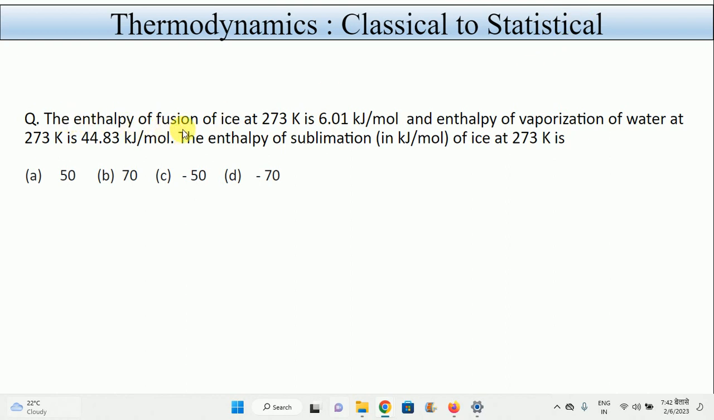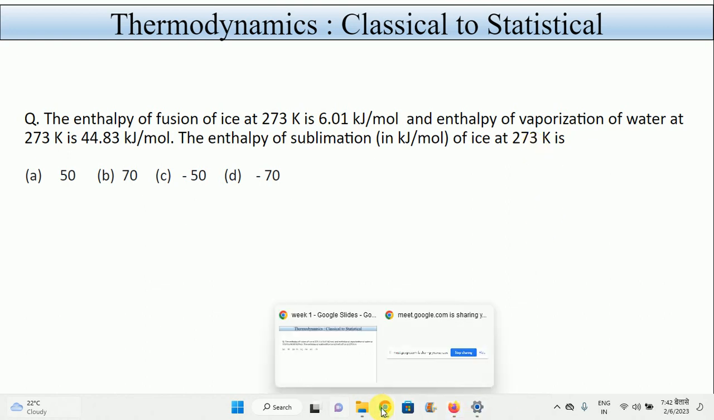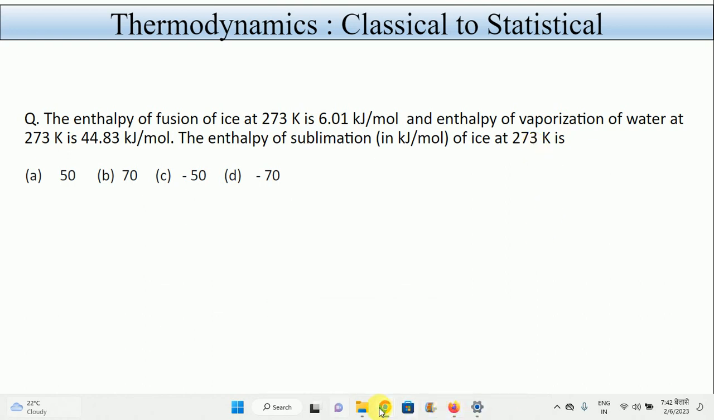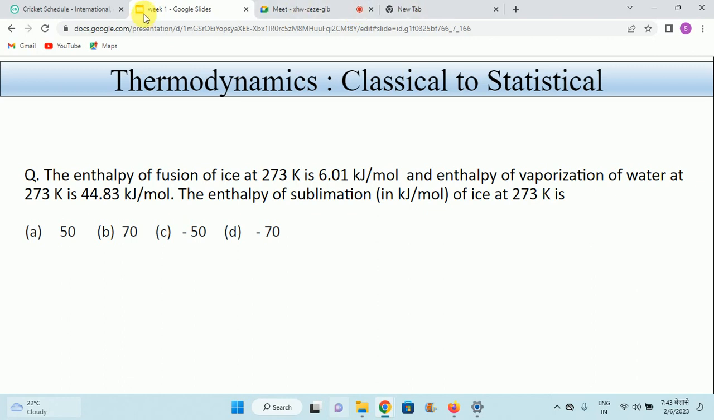The enthalpy of fusion of ice at 273 Kelvin is 6 kilojoule per mole, and the enthalpy of vaporization of water at 273 Kelvin is 44.83 kilojoule per mole. The enthalpy of sublimation of the ice at 273 Kelvin is, so let me again try with this whiteboard. This is a very simple question again.